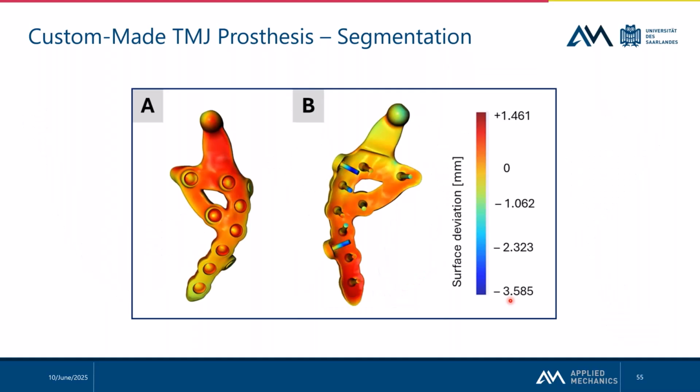On this slide, you see the deviation of the segmented implant from the computer-aided design version of the implant. And the deviation is plotted on the computer-aided design model. And of course, there are two areas with a high deviation of more or less 3 millimeters, because these are the two screws which are not included in the segmentation. They are only included in the computer-aided design model.